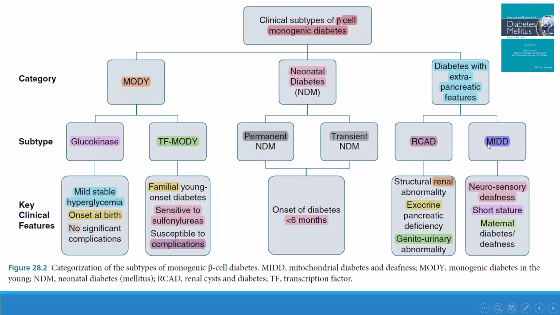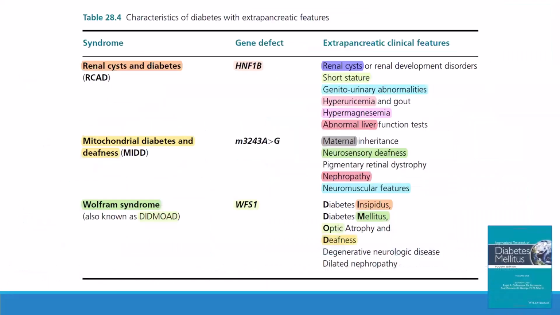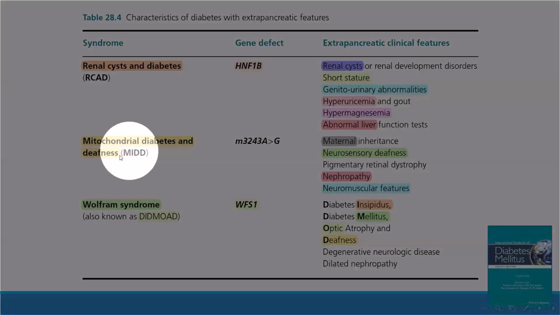MIDD, which is maternally inherited diabetes and deafness, neurosensory deafness, short stature. Maternally inherited diabetes and deafness is very important. Again, renal cyst and diabetes, HNF1 beta, renal cyst, genitourinary abnormality, hyperuricemia, hypomagnesemia, abnormal liver function. The unique feature is renal cyst. Mitochondrial diabetes and deafness, maternally inherited. This is very important in neurosensory deafness, nephropathy, neuromuscular feature.